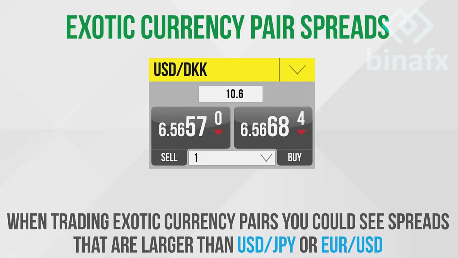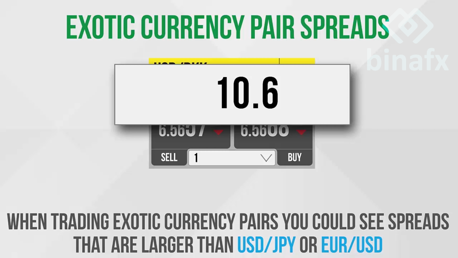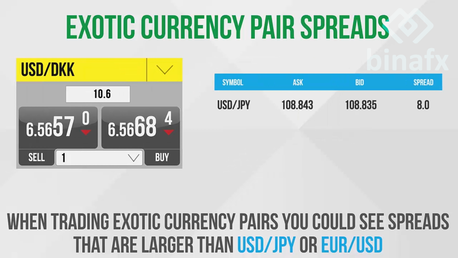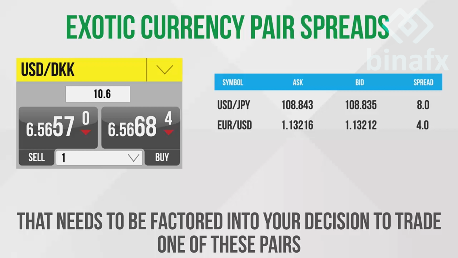When trading exotic currency pairs, you could see spreads that are significantly larger than the spread for US dollar-Japanese yen or euro-US dollar, so that needs to be factored into your decision to trade one of these pairs.